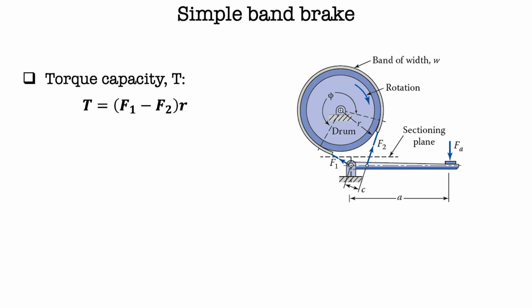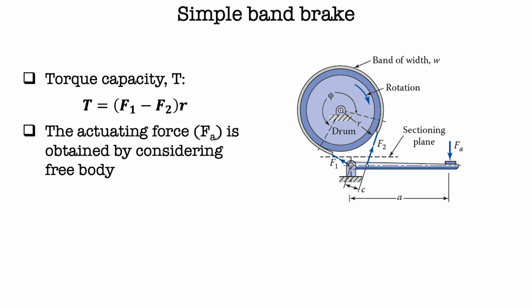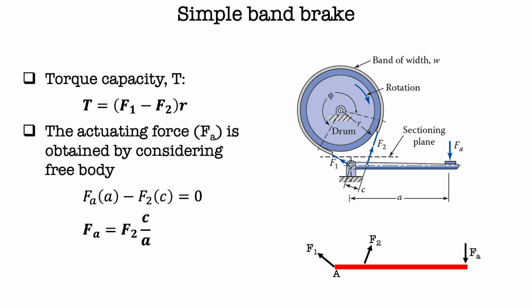Next, the torque capacity of this brake is given by the shown equation. And the actuating force is obtained by considering the free body diagram of the lever. We draw the free body diagram of the lever, then apply the static equilibrium equation, summation of moments equal to 0. Then we get the Fa as shown here.